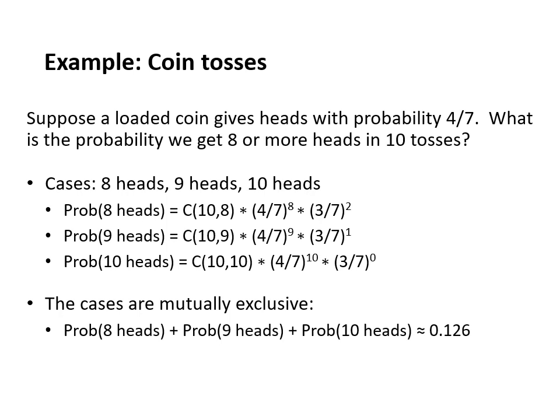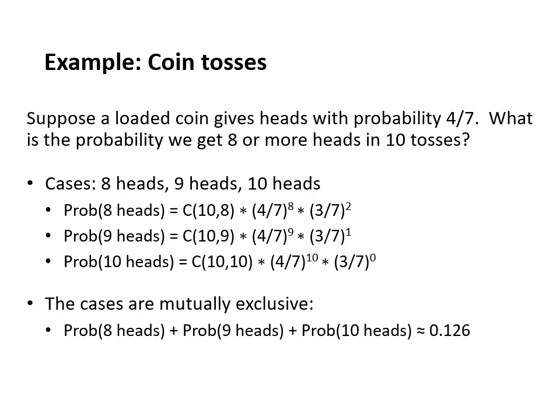The first example is related to coin tosses. Suppose we have a loaded coin that gives heads with probability 4/7. Our question is, what is the probability we get 8 or more heads in 10 tosses? We are going to split this into 3 cases: in the first case we have 8 heads, the second case 9 heads, and in the third case 10 heads. We are going to use the theorem that we just introduced to compute each of these cases.